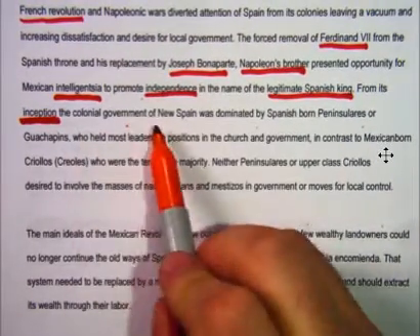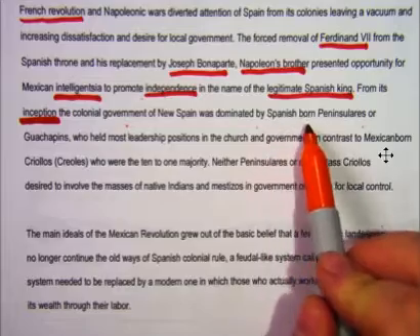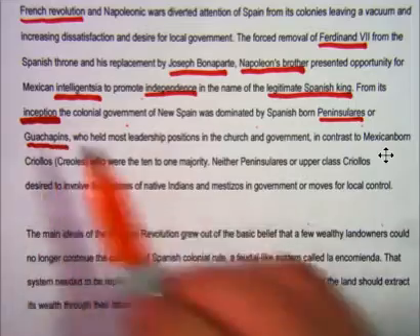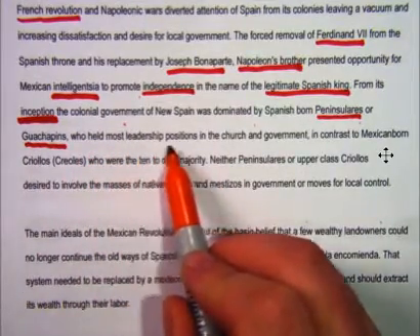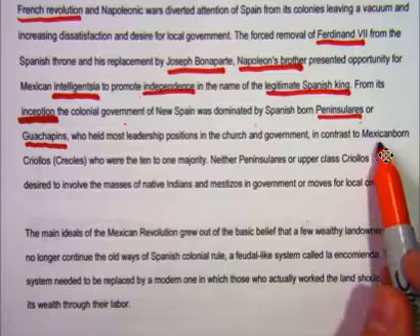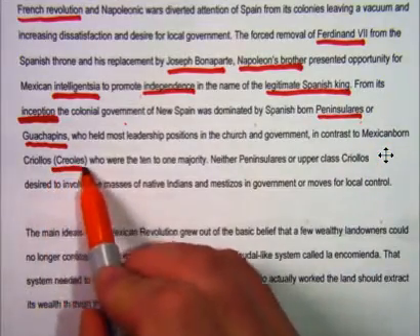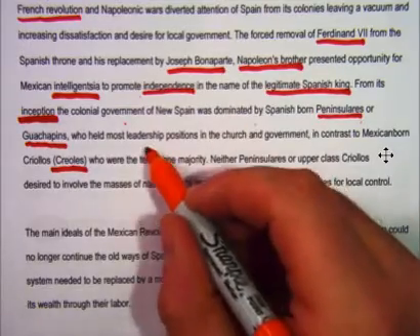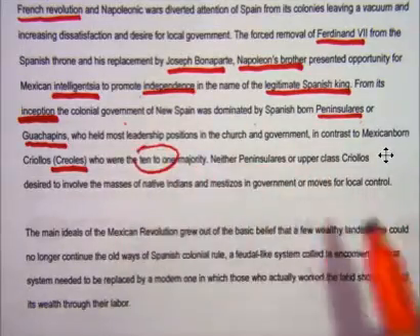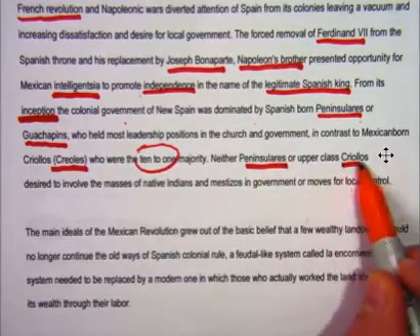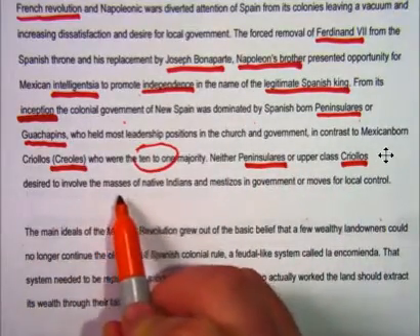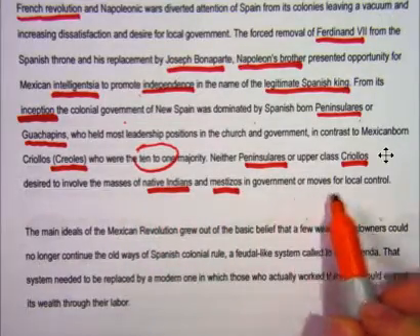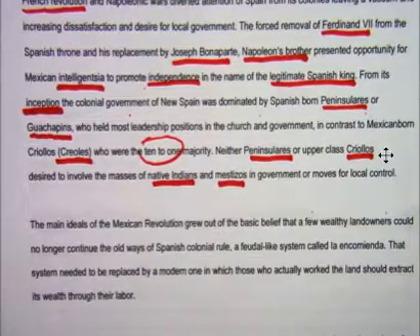The colonial government of New Spain was dominated by the Spanish-born peninsulars, it's a vocabulary word, who held most leadership positions in the church and government, in contrast to Mexican-born Creoles, who were the 10-to-1 majority. Wow. Okay, let's circle that. That's important. Neither peninsulars nor Creoles desired to involve the masses of native Indians and mestizos in government or moves for local control. All right.